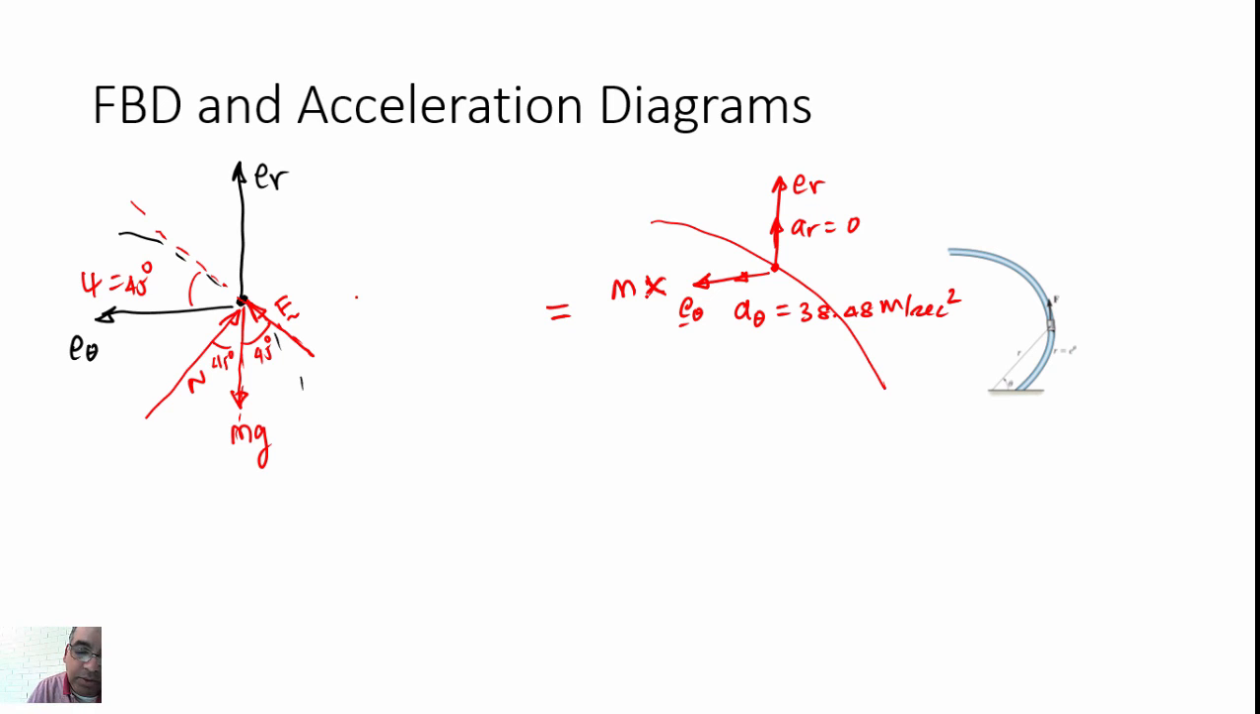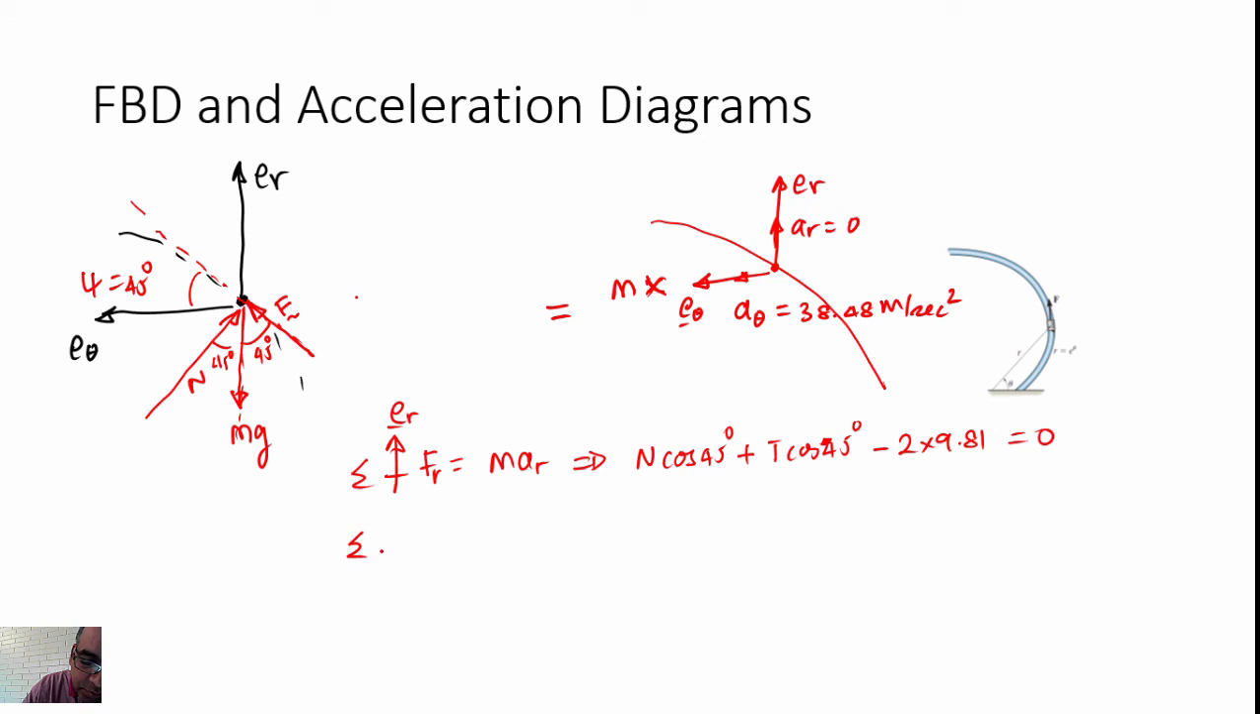Okay, so now we can write down the equations of motion. If I sum all the forces in the e r direction, sum of F r equals mass times a r, which gives me N cos 45 degrees plus T cos 45 degrees minus 2 times 9.81 equal to 0. Summation of all forces in the e theta direction, in which I am summing, equals mass times a theta, which gives me N sine 45 degrees minus T sine 45 degrees must be equal to 2 times 38.48.